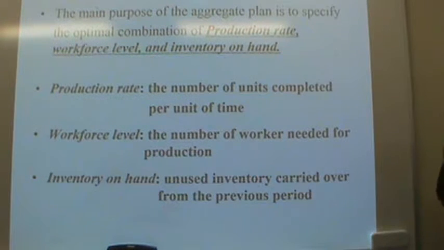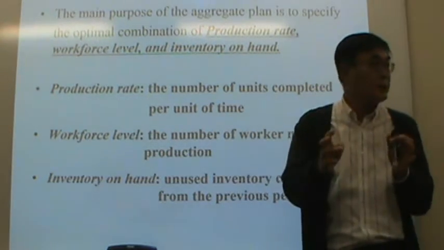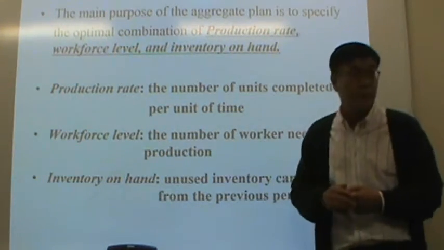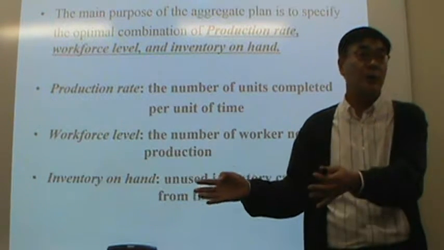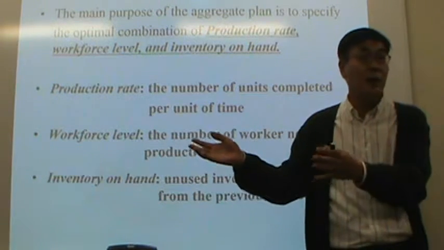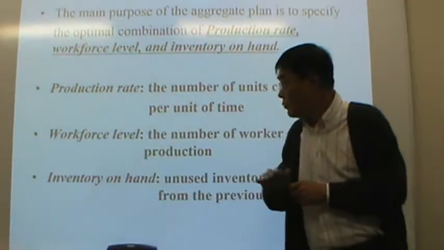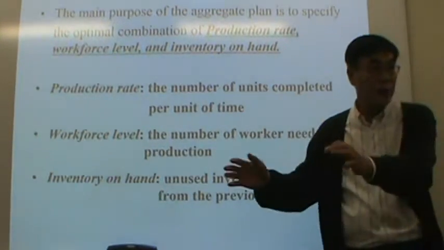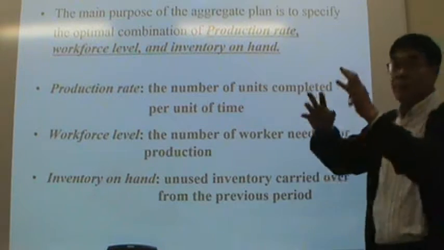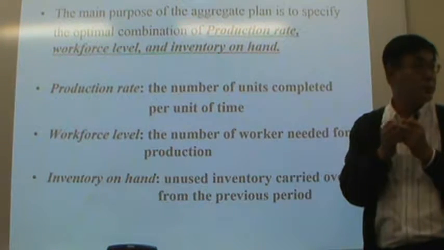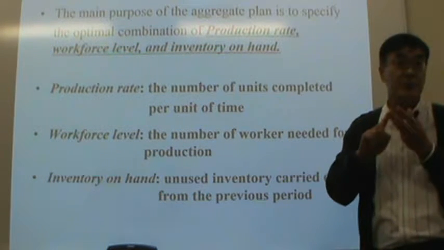And the main purpose of the aggregate plan is to specify the optimal combination of production rate, workforce level, and inventory on hand. You know, production rate, like output rate, and then workforce level. If we have 10 employees work 8 hours, then 8 times 10, 80 hours total working hours, right? Workforce level, and then inventory on hand, how much inventory. So combine them and then find the optimal level. That means make it better, cheaper, faster, right?